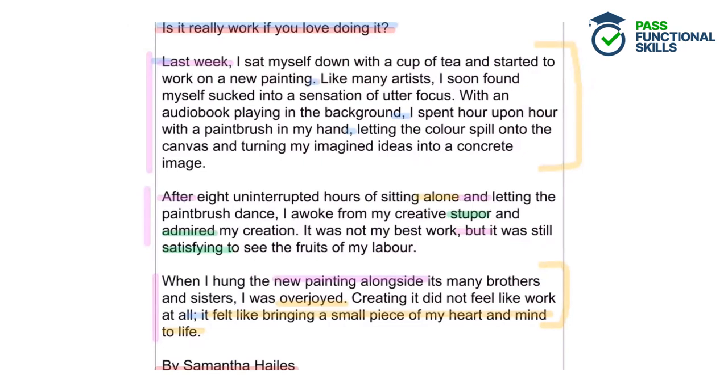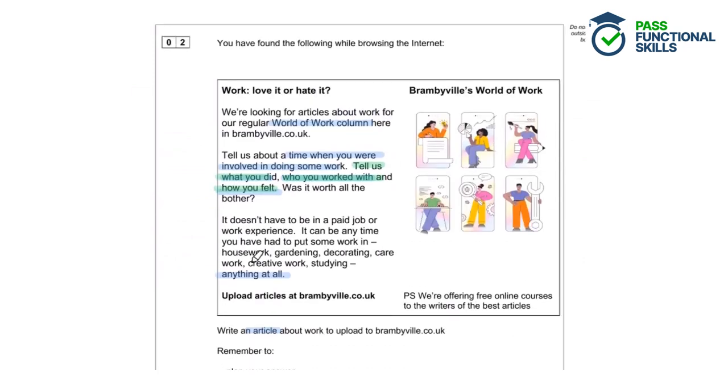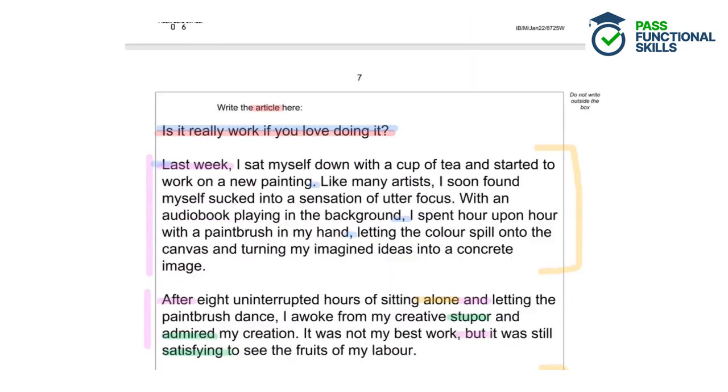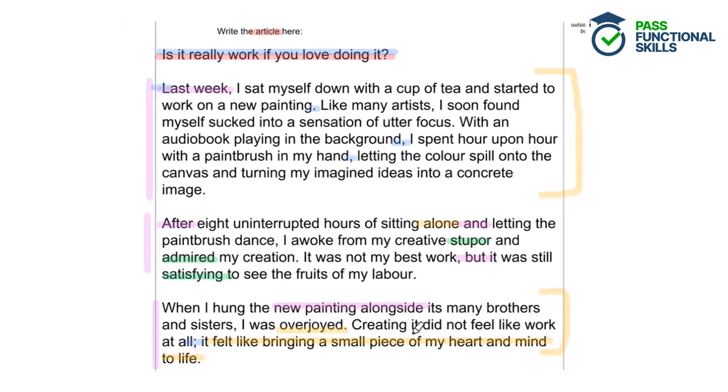Now let's consider the language and register that have been used in the answer. So we know that we need to have the right tone and style to match up with the reader, the audience of the text, and the purpose of the text as well. This answer is really well suited to the purpose of the text because we've been asked to identify a time when we were involved in doing some work, and they've identified a type of work. They've decided to focus on creative work, which was one of the options given in the question. So it's really well suited to the purpose and it fulfills all of the questions that were asked in the task. It's also suited to the audience.